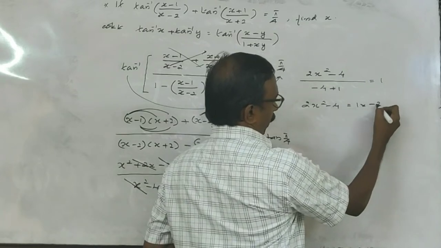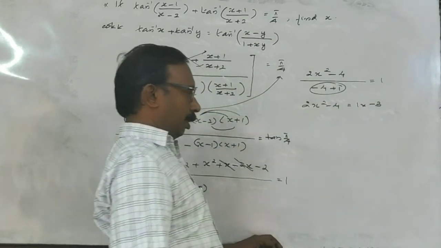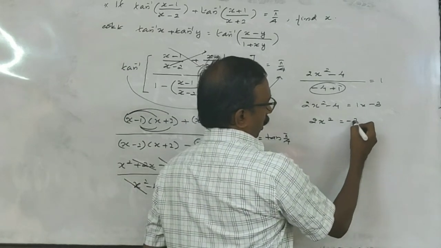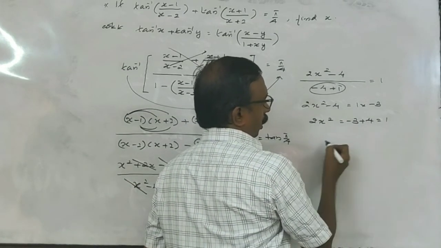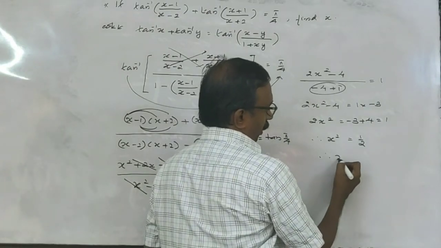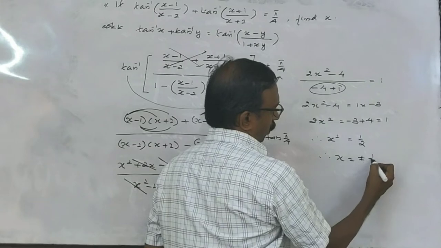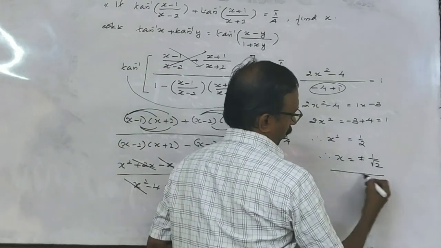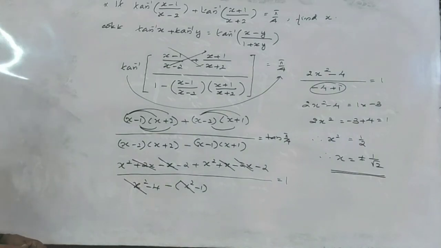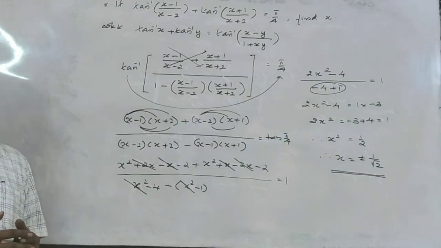1 into minus 3. Here it becomes minus 3. 2x square is equal to minus 3 plus 4, that is 1. Therefore, x square is equal to 1 by 2. x is equal to plus or minus 1 by root 2. This is the answer. The value of x is plus or minus 1 by root 2, isn't it? This is an important question. Sometimes it will be asked in the examination.